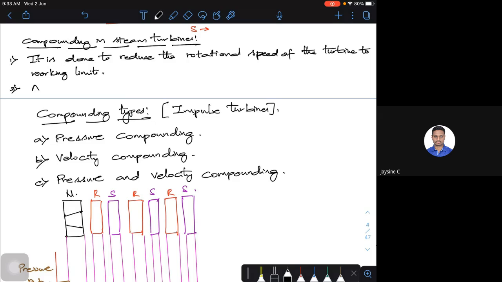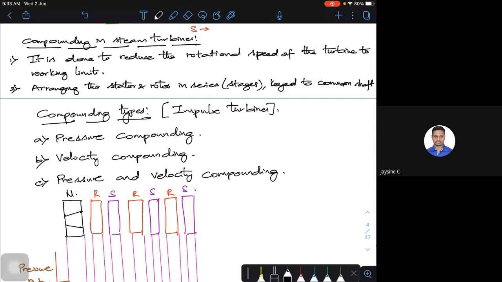And the second point is that compounding is done by arranging the stator and rotor in series, which are called stages, all on a common shaft.